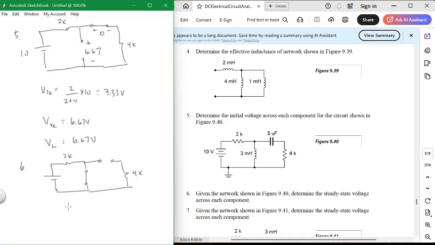Okay, so what's the voltage across each of these components, right? What's the voltage across the 2K resistor? 10 volts. What's the voltage across the 4K? What's the voltage across here? Any questions? That's it.